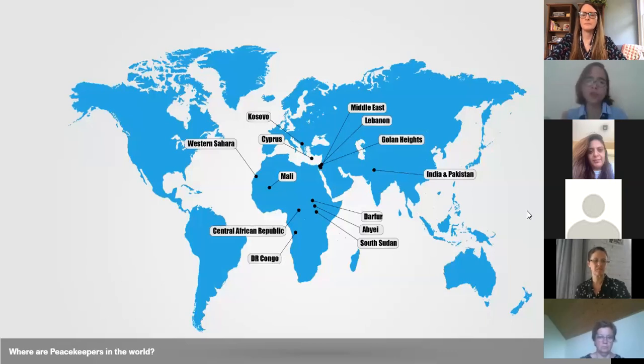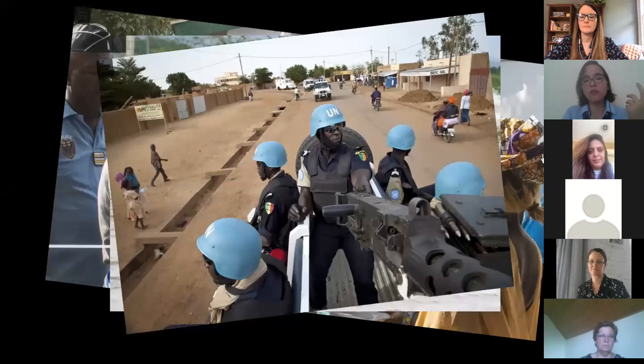So member states don't have to send peacekeepers. It's up to them if they're willing to contribute their troops for that. Peacekeepers are often soldiers, but there also can be police officers and civil society officials. And just to give you a few examples, you see some of the peacekeeping missions are more robust. These are mainly in settings where the context is that of a civil war, where there's a lot of need for protection of civilians.